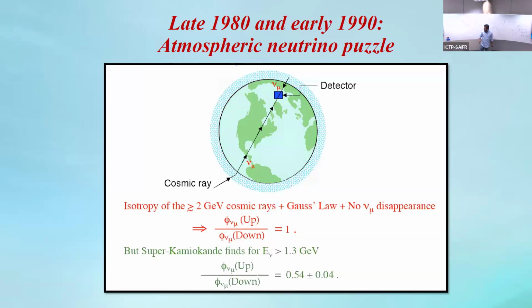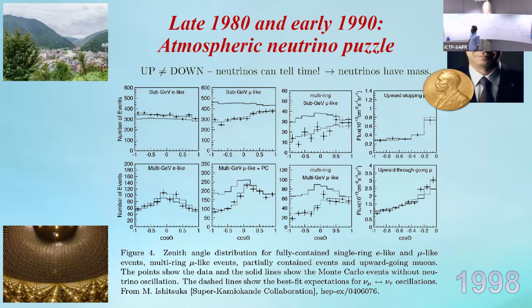And people don't know why. And if you see the error bar, it's quite small. This is measured with more than 10 sigma significance and so on. And this is the data, as you see, and this is one picture of Kamioka.